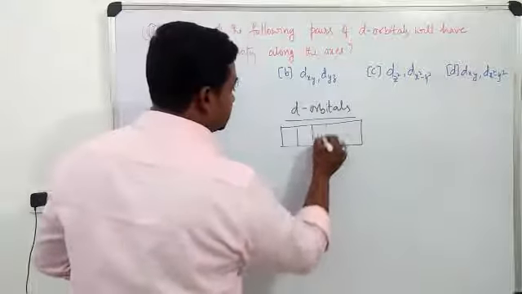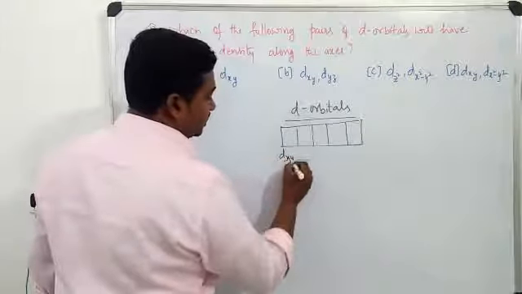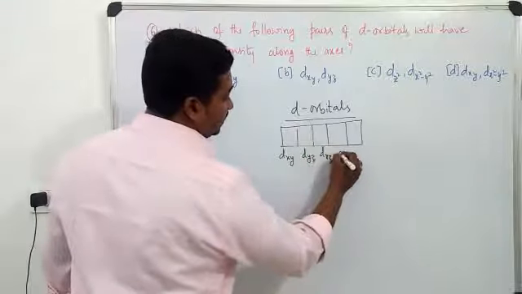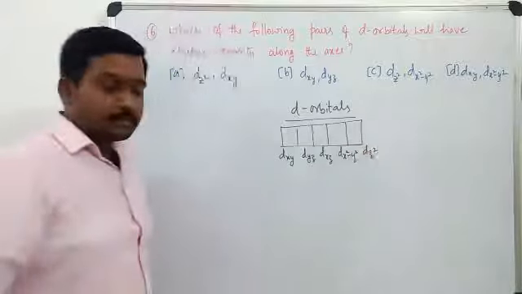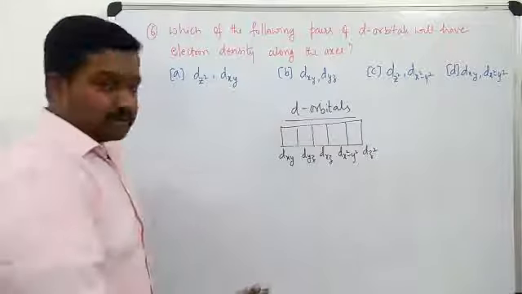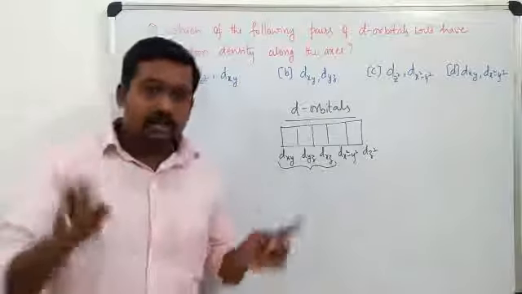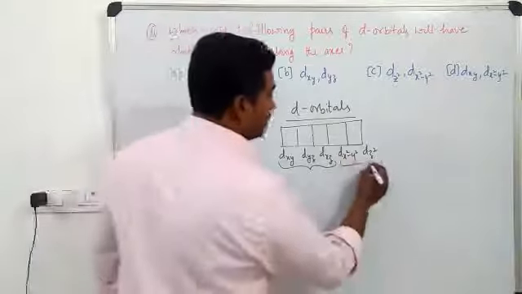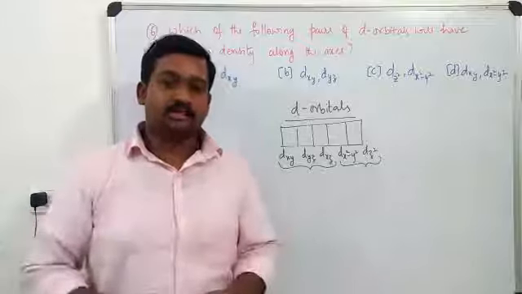5 degenerate orbitals, that is equal energy orbitals. Each orbital is indicated by the symbol dxy, dyz, dxz, dx square minus y square, and finally dz square. If we see the distribution of electron density in these orbitals, there are 3 such orbitals where the orbital lobes are directed between the axes, and 2 other orbitals have their electron density or lobes distributed along the axis.